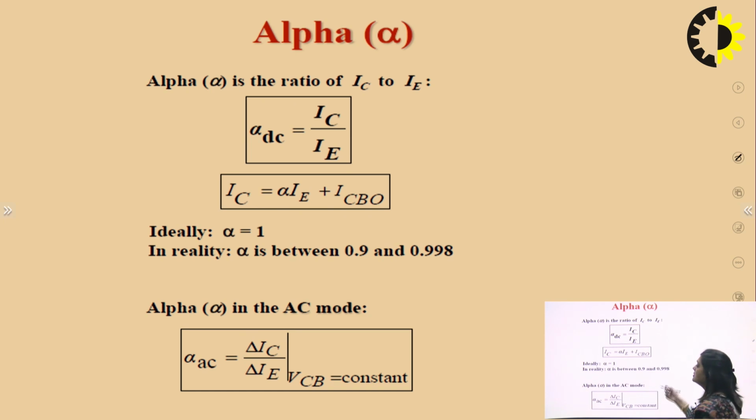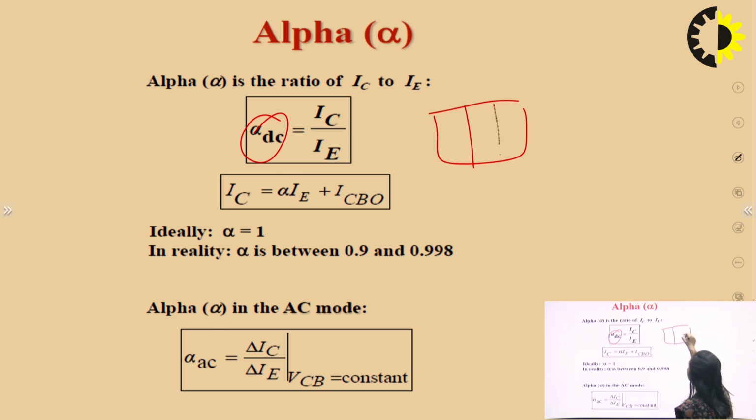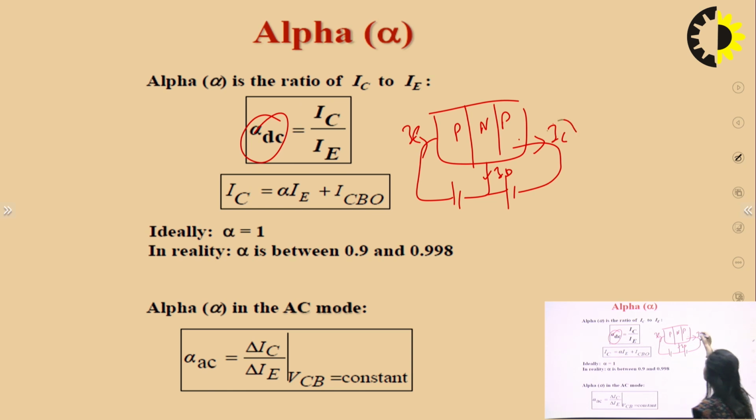So alpha is the amplification factor. The circuit was like this, PNP, with this forward biased and this reverse biased. This is the input current and this is the output current. The ratio of output current to input current is called the amplification factor, given by alpha DC. When it is operated in AC mode, it is given by delta IC upon delta IE, keeping VCB constant. The value of alpha lies between 0.9 and 0.998.